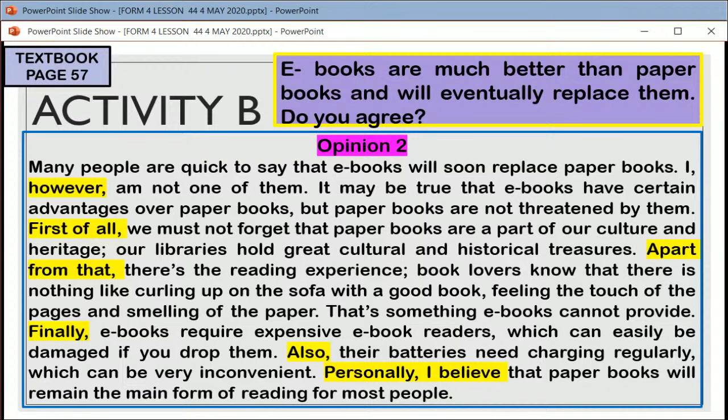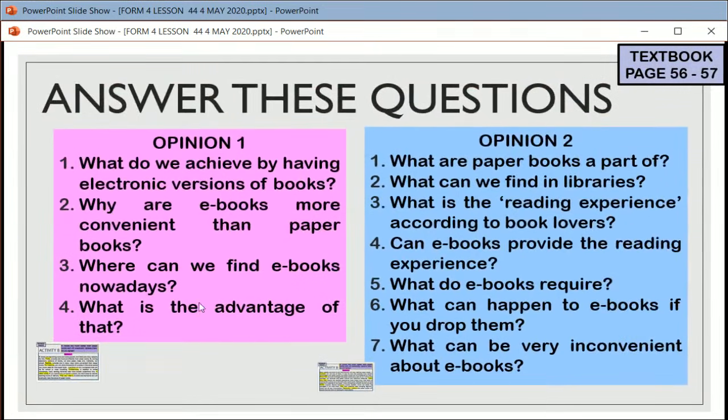Okay, good, Bobby. Historical documents and stories. Wonderful. You get the answer here. What can we find in libraries? Here, great cultural and historical treasures. That's what we have in the library. Good, Yvonne. Exactly. Wonderful. Yes, Fatin, exactly.